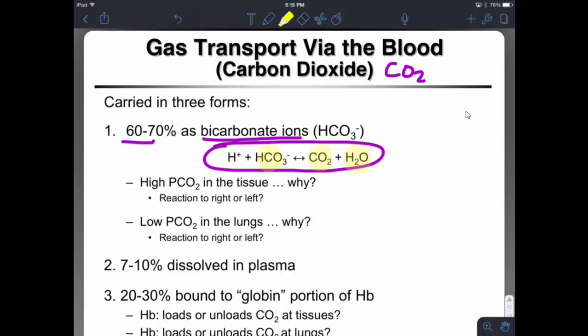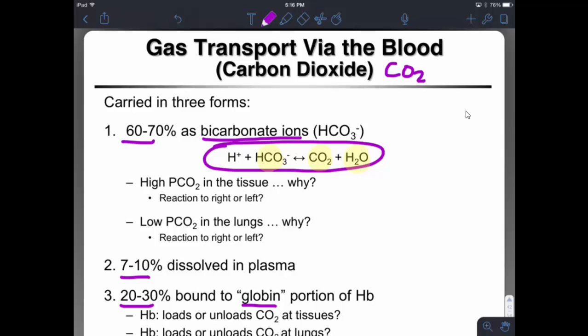Once the CO2 gets into the blood, it binds with water and forms bicarbonate ion, and that's how most of the CO2 is in the blood. We also have about 7 to 10% of our CO2 dissolved in plasma, and then another 20 to 30% bound to hemoglobin. However, it's not bound to the heme portion, it's bound to the globin portion. Okay, so let's talk about loading and unloading of CO2.